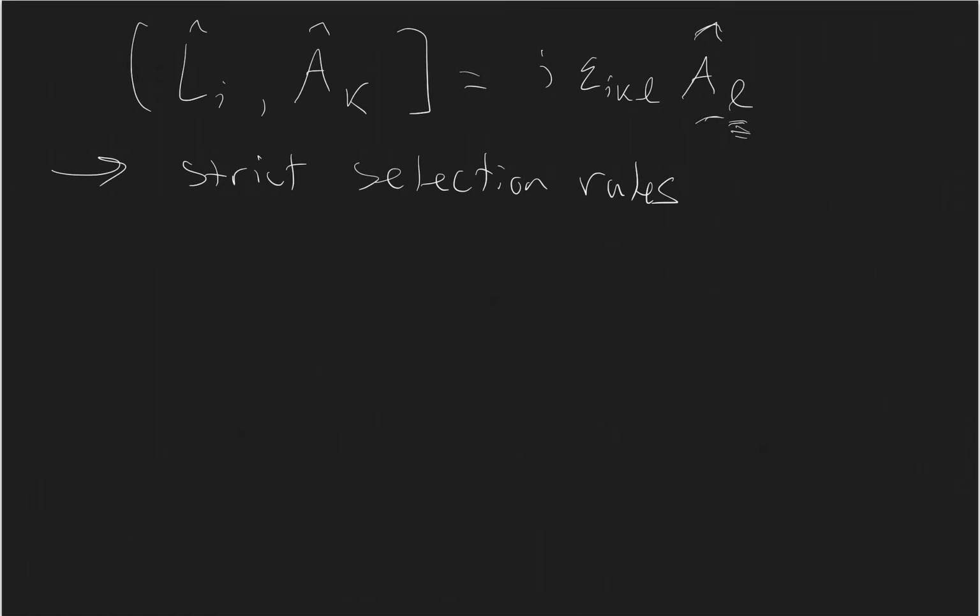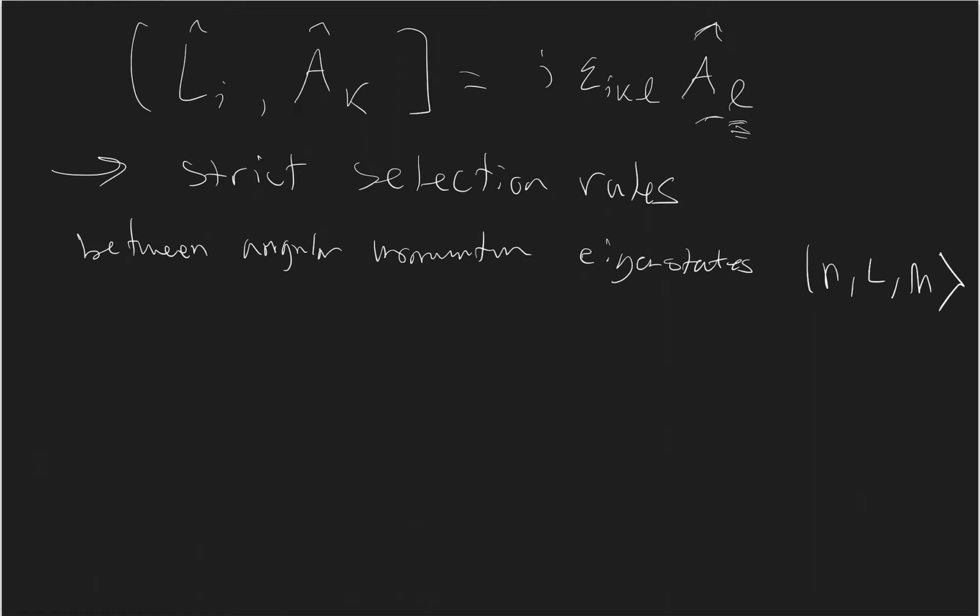Strict selection rules on the matrix elements of the vector operators between the angular momentum eigenstates. So these will be strict selection rules between angular momentum eigenstates. And this will look something like a ket vector. That gives us something, and we'll get more into the matrix mechanics.